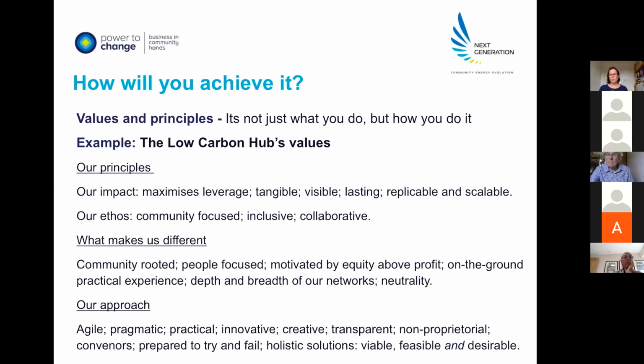So we've talked a lot about some of the activities that you could do, but it's also worth thinking a little bit about the values and principles that underpin what you're doing. It isn't just what you're doing, but it's how you do it. And the principles that I've got listed here are about maximising leverage, trying to make a tangible difference, things that are visible, lasting, replicable and scalable, and in a way that is community focused, inclusive and collaborative.